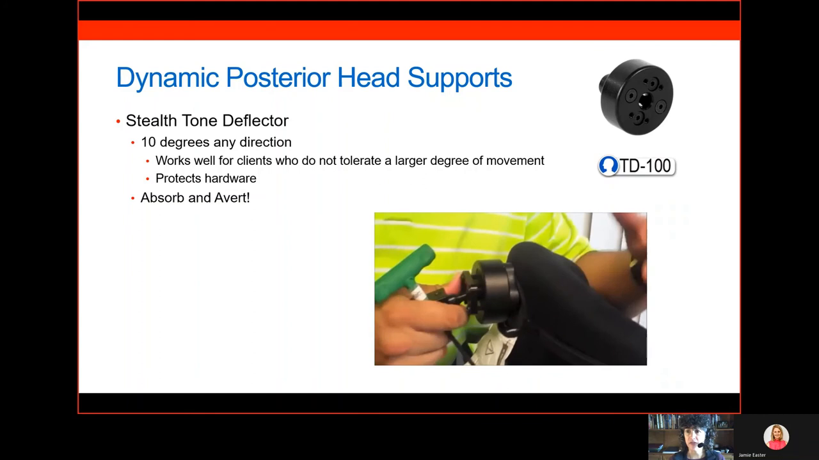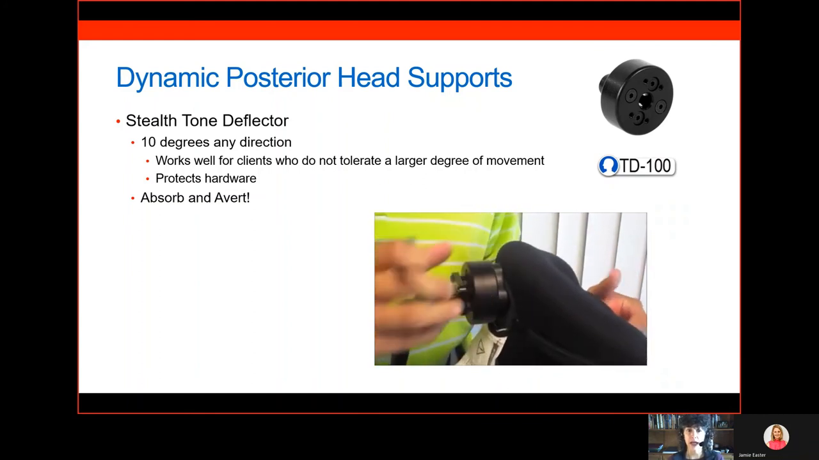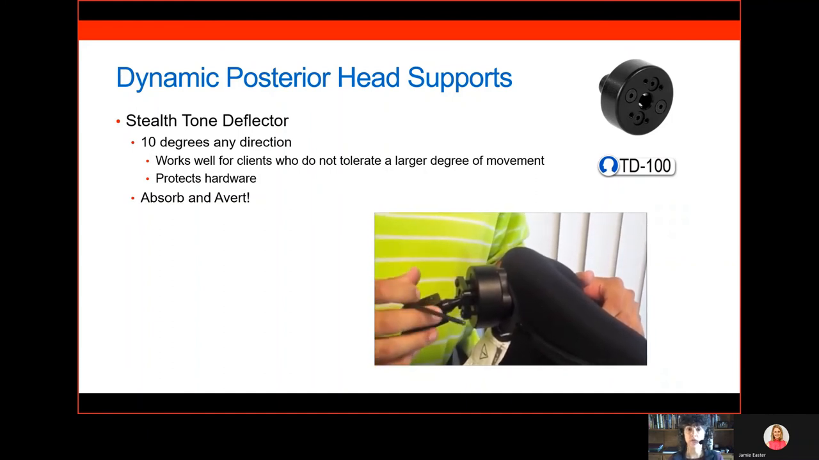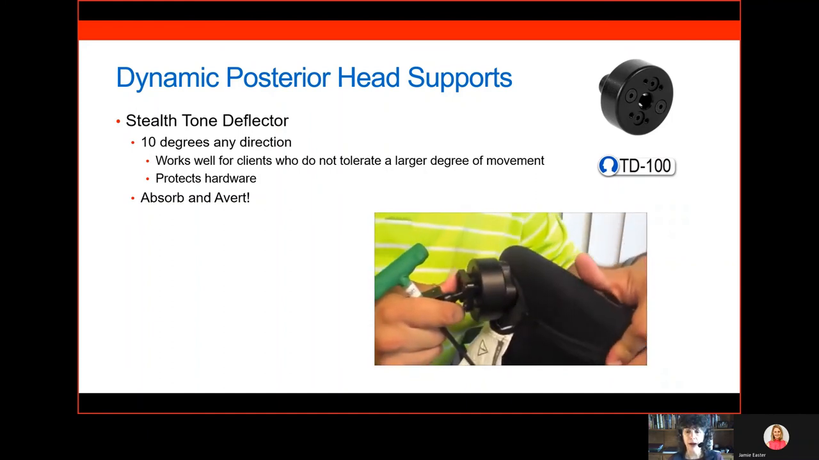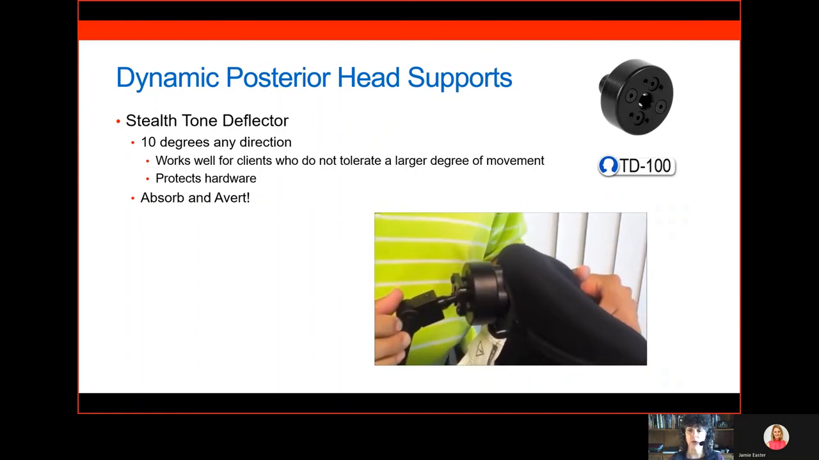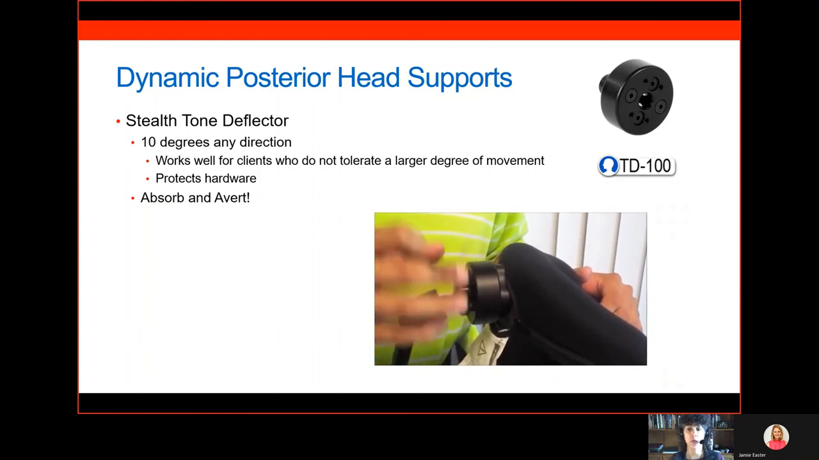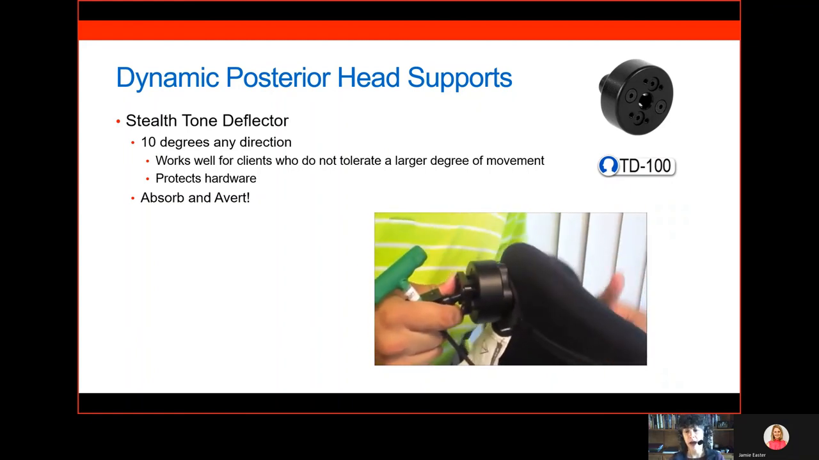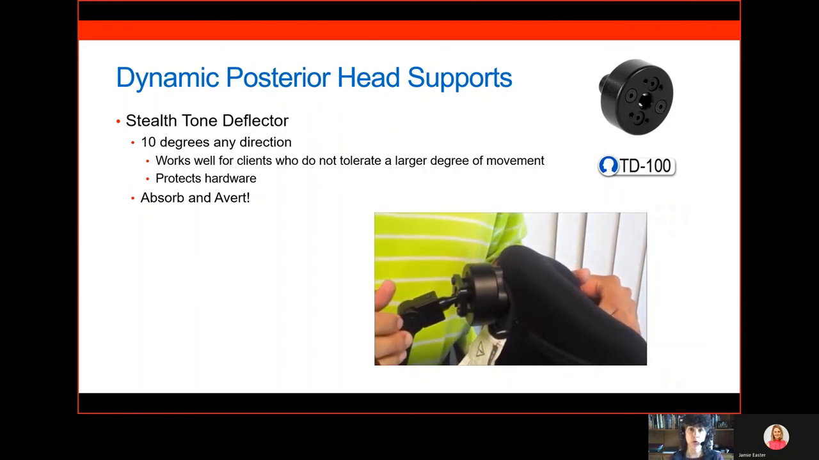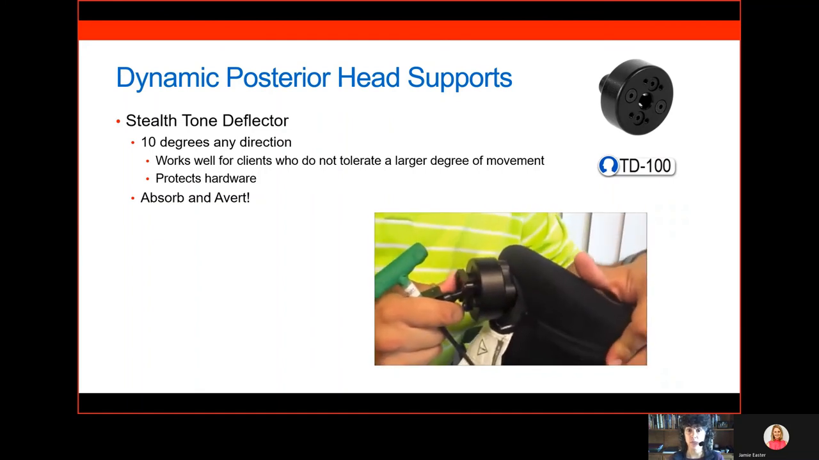So this is about the size of a hockey puck, and inside are some elastomers, and those are designed to absorb some of this force. It will move about 10 degrees in any direction. In this video, Gabe here is able to move it further than that because he has a lot of leverage, but typically the client isn't going to move it that much. I have a lot of clients who don't look like they're moving it at all, but because the forces are being absorbed, may no longer break their head supports.